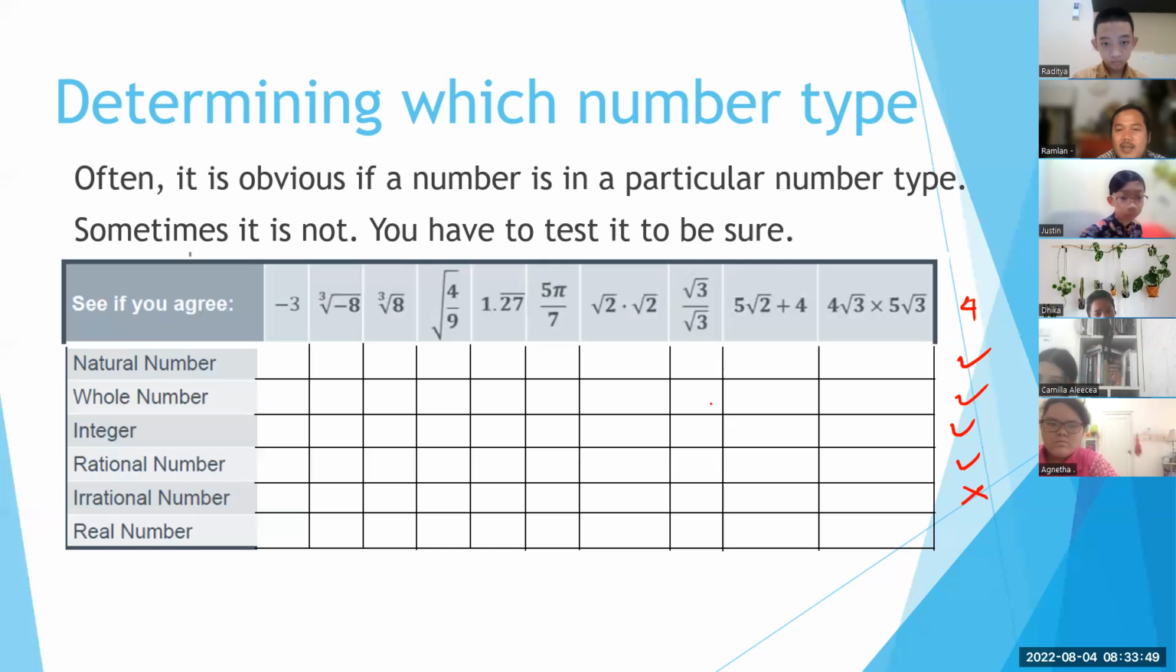Oke. The last one. If you checklist one of these 5, salah satu aja ke checklist ya dari 1, 2, 3, 4, 5 dari natural number, whole number, integer, rational, and irrational, berarti dia real number.